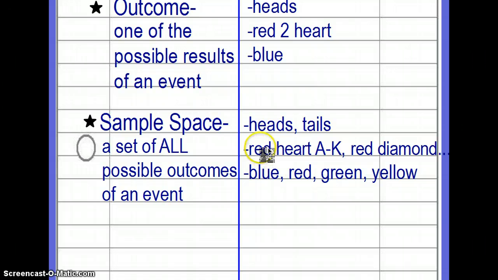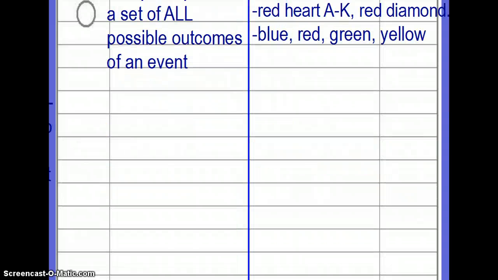Now for a deck of cards, that's a little bit harder to list. There would actually be 52 because there's 52 cards. And the example is you could get a red heart. That could be an ace, a 2, a 3, a 4, 5, 6, 7, 8, 9, 10, jack, queen, king. So an ace through a king. Then you could get a red diamond that's the same. And we just put the dots because it just keeps going. But there's 52 different ones. And on that spinner up there, we could have spun a blue, a red, a green, or a yellow. So those are examples. So sample space is basically all of our outcomes. And an event is the things that are happening.